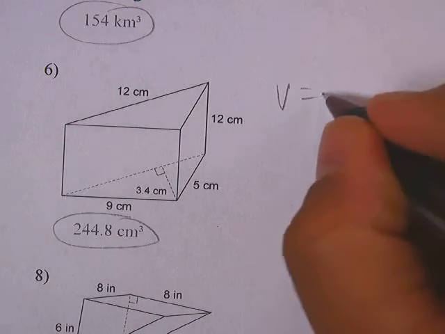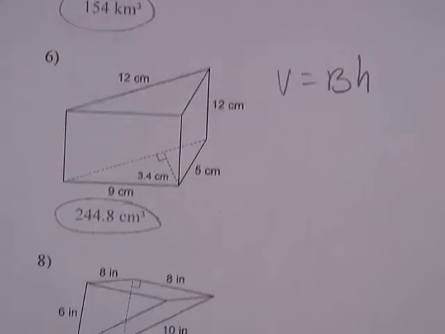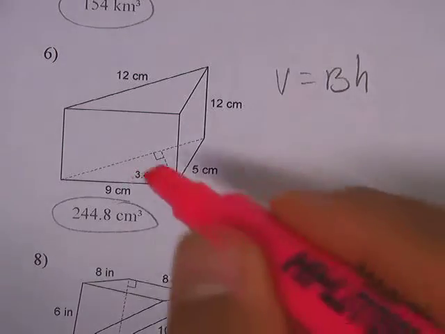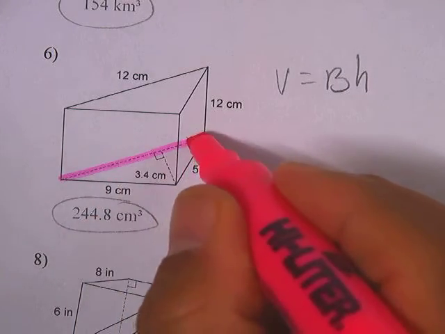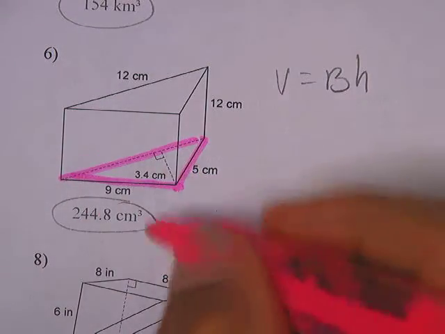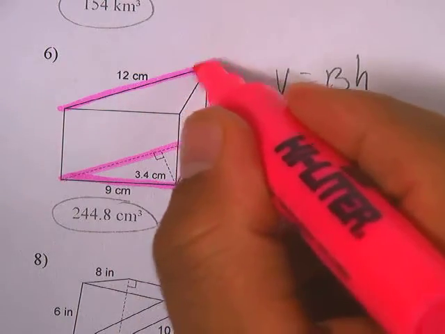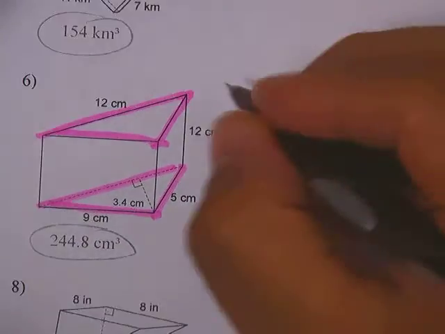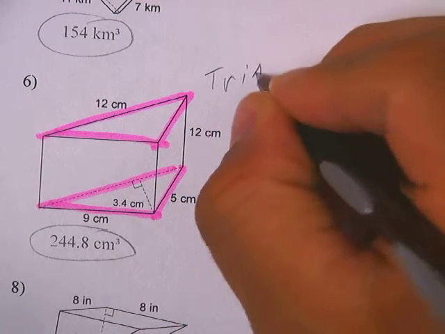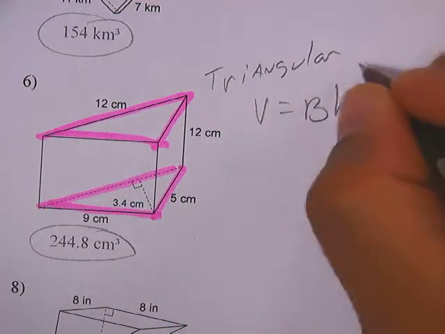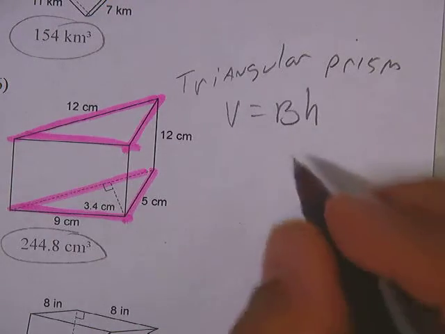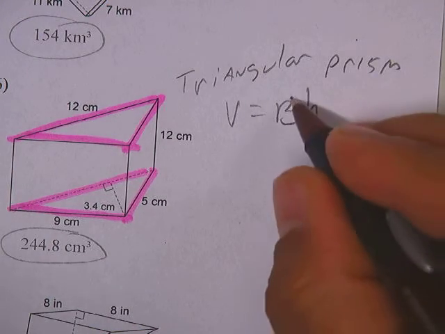Okay, now this is the same thing. It's volume equals the area of the base times the height. But this changes a little bit because my base is a triangle. That's my base, and then my base is over here. So this is what we call a triangular prism. Triangular prism. How do we find the volume of the triangular prism?